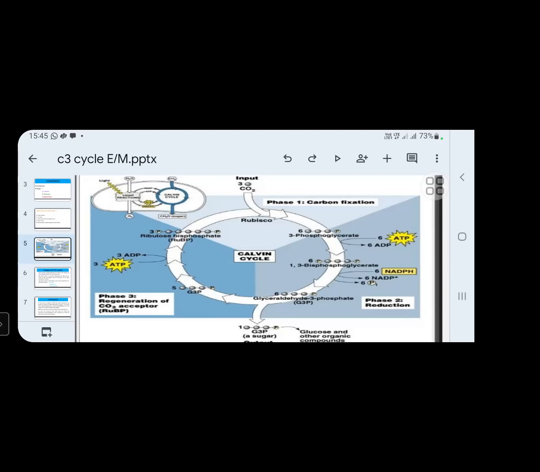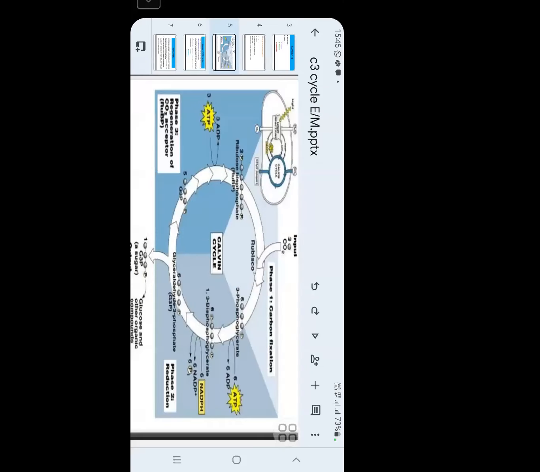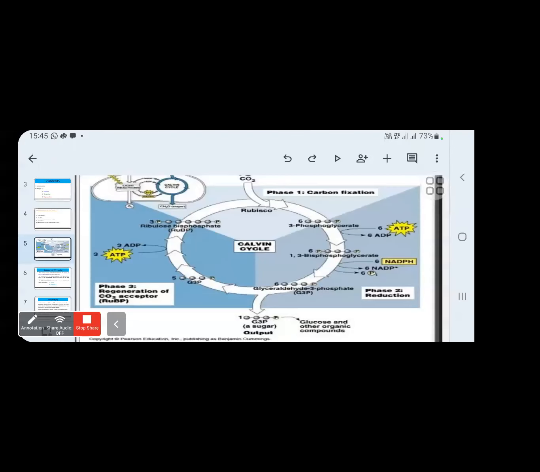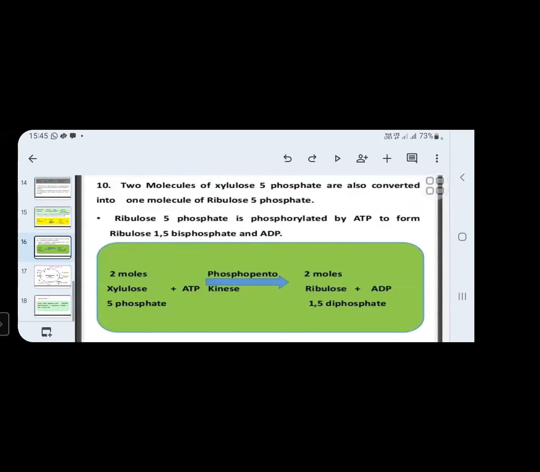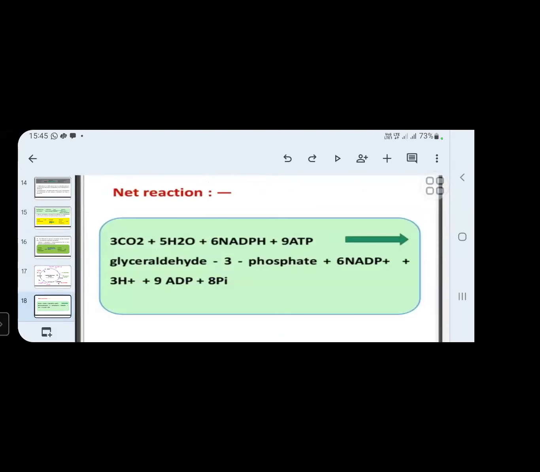So generally for formation of one glucose molecule, one glucose means C6H12O6, 6 CO2 molecules are required. Okay, for the net reaction, I'll explain that for the formation of one glucose molecule, 6 CO2 molecules are required. For one CO2 molecule to undergo the reduction, 3 ATPs and 2 NADPHs are required.